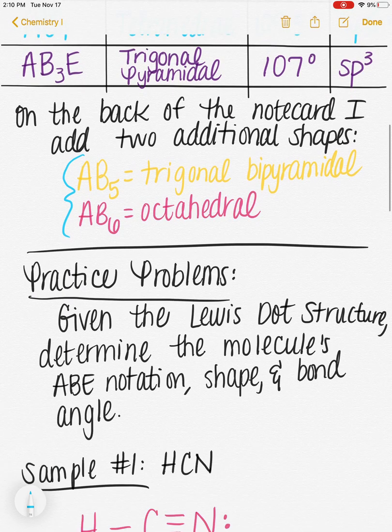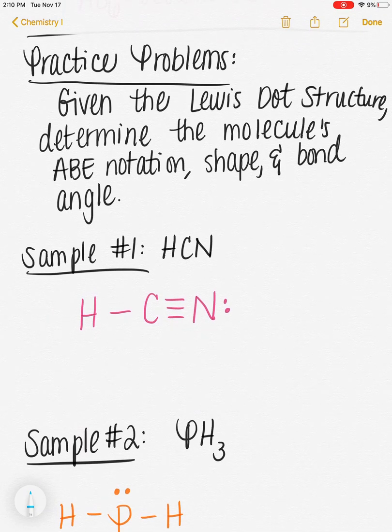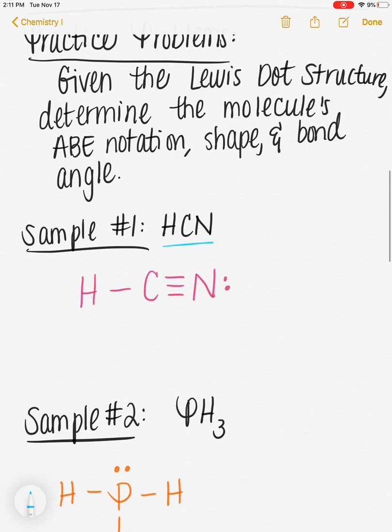Once you have your note card made, we're going to go through some practice problems. The practice problems on your skeletal notes say, given the Lewis dot structure, determine the molecule's ABE notation, shape, and bond angle. I've kind of skipped through the skeletal notes that you have, just giving you the molecules, HCN and PH3. You've got to come up with the Lewis dot diagrams. I had posted solutions for those on Google Classroom, but we're going to skip ahead for the sake of time here. And I'm going to provide the correct structure for you and teach you how to determine its ABE notation.